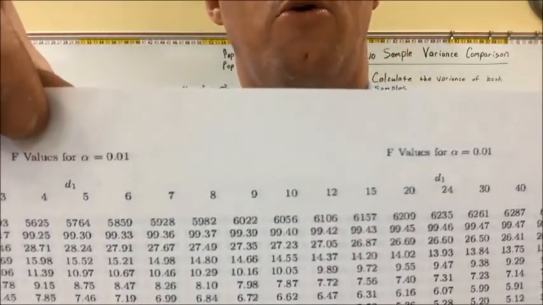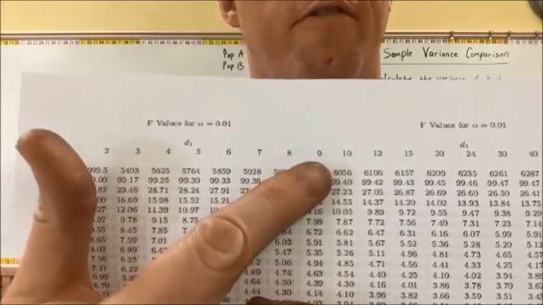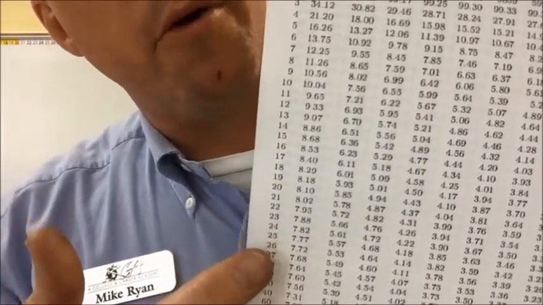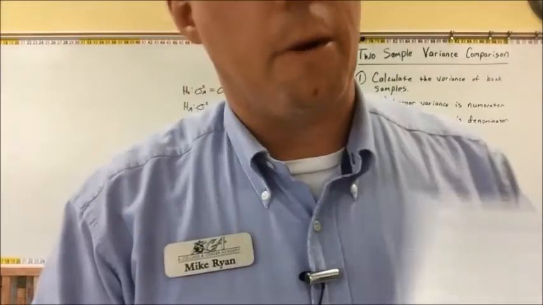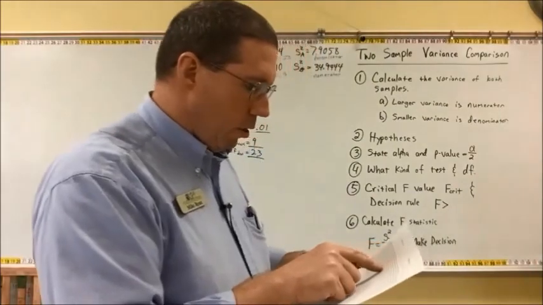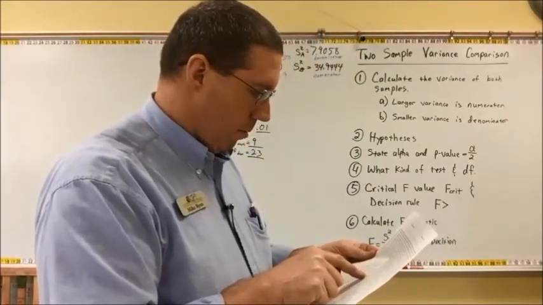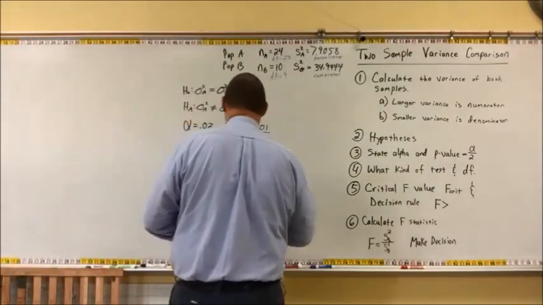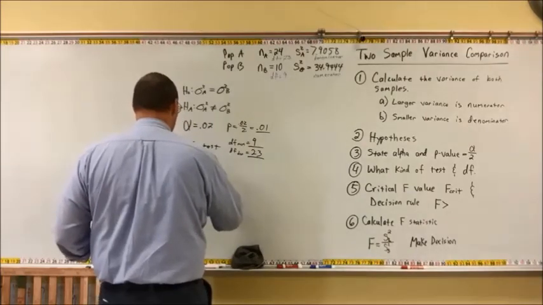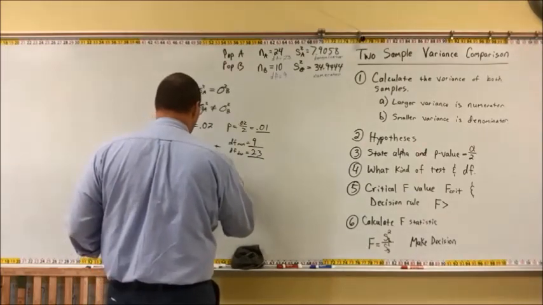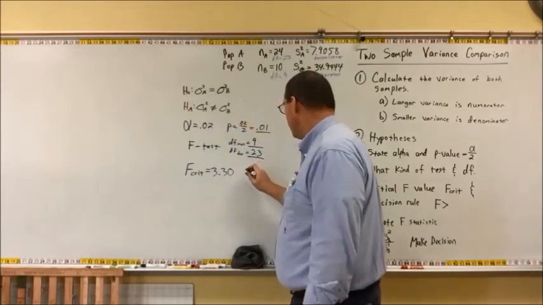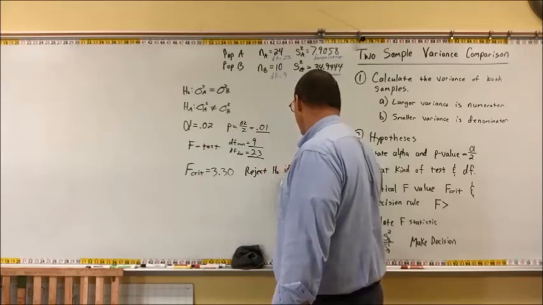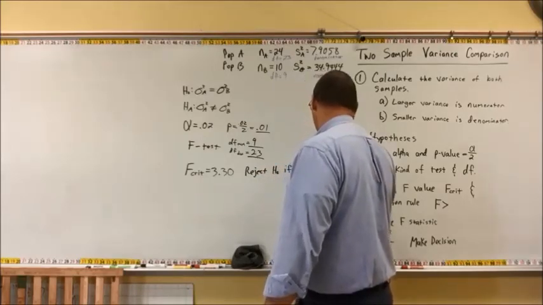So 0.01, all right, and now we're going to look for degrees of freedom numerator 9, degrees of freedom denominator, all the way down here to, where's 23? Somewhere around here. 23, there it is. I'm looking at it backwards. All right, so 9, 23, I'm coming up with 3.30. So our critical F value, F crit, is 3.30. So our decision rule is reject H sub 0 if F is larger than 3.30.